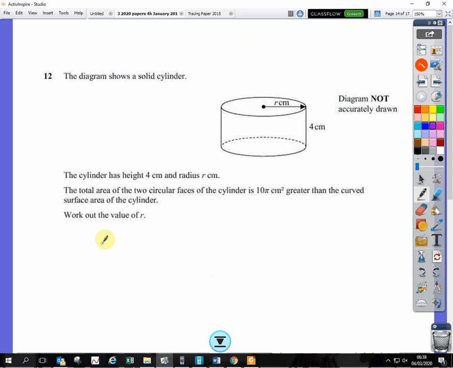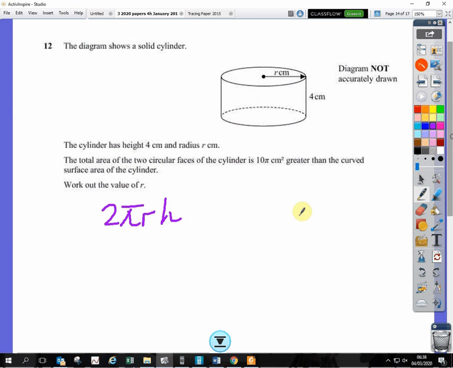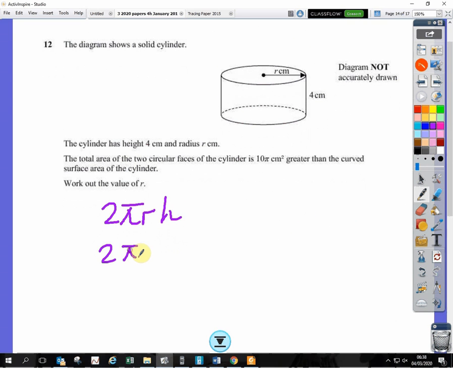Right, the curved surface area of the cylinder from the formula sheet is 2 pi RH. So you have 2 times pi times r times 4. And if we tidy that up, we end up with 8 pi r. The circle on the top is pi r squared. There's a circle on the bottom as well, the area of the two circular faces, so we times that by 2, and we end up with 2 pi r squared.